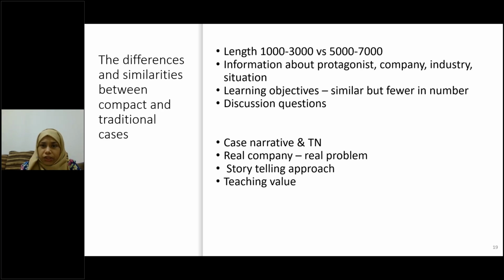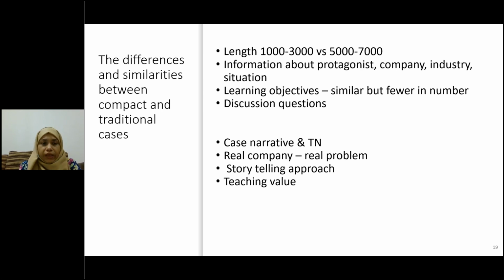Information about the protagonist and company, we also do not have the luxury to explain too much in compact cases, whereas you can explain as much as you want in the traditional cases. Learning objectives will follow a similar way. It fulfills the same purpose, but maybe a lesser number in compact cases compared to traditional cases. Discussion questions can also be fewer in number compared to traditional cases.